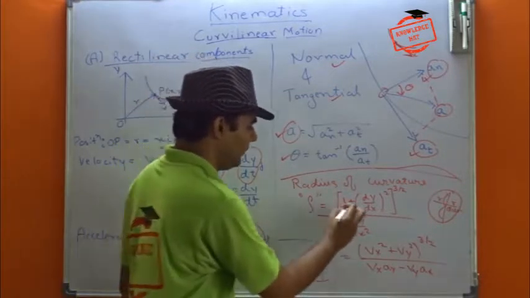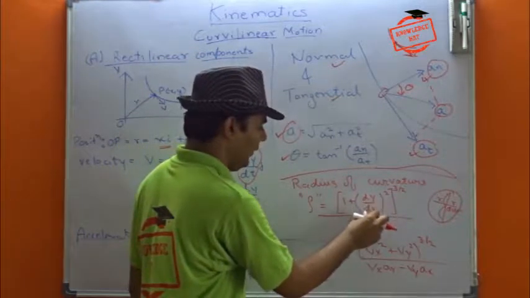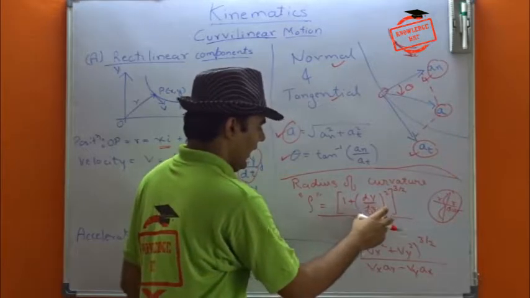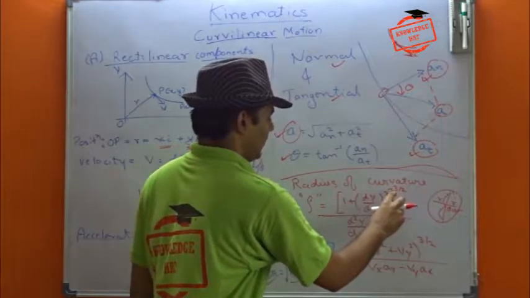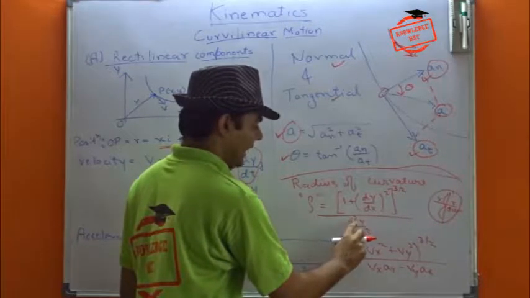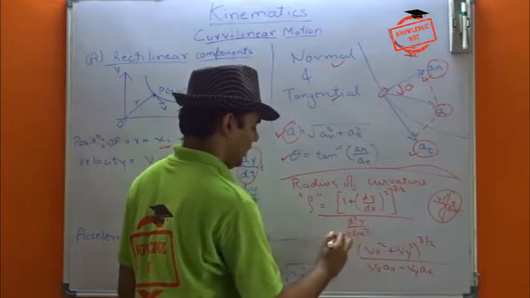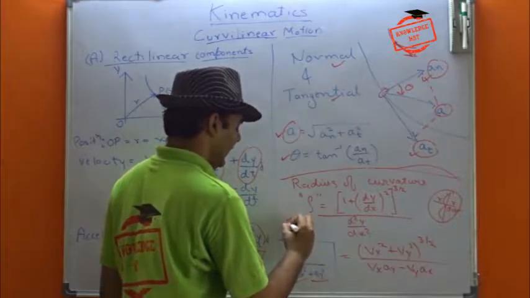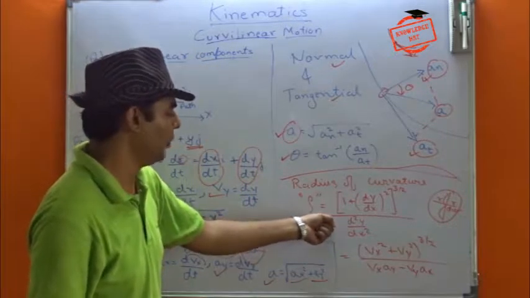It is given by 1 plus (dy by dx) the whole square, and the entire term has a power of 3 by 2, divided by d square y by dx square. So this is a big formula. It is written in red because it is very important.